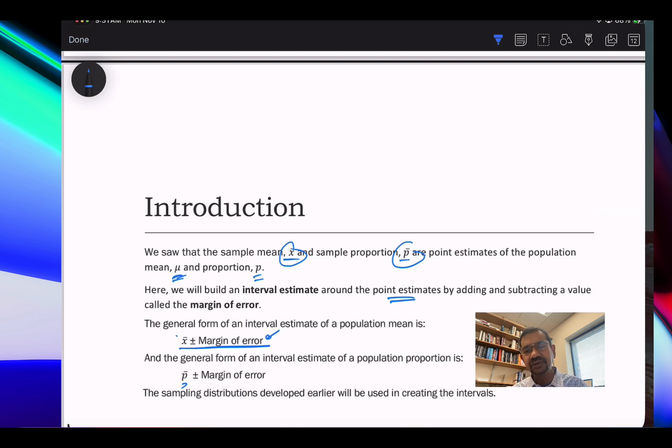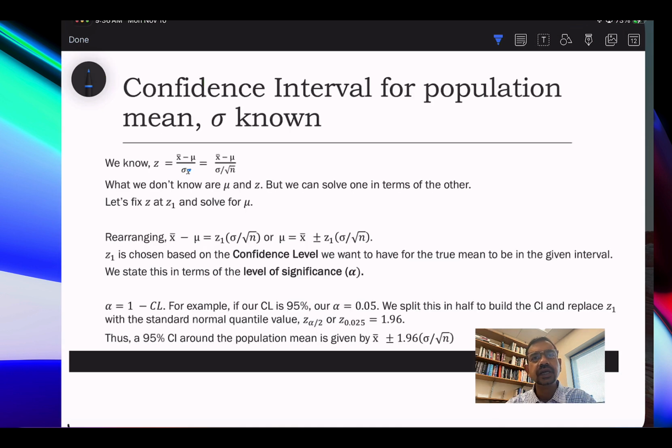And to do this, we will make use of the sampling distributions that we've discussed earlier. Sampling distributions essentially are the expected value and the variance or standard deviation of our sample mean, as well as the expected value and variance of our sample proportion. We know from the central limit theorem that our sample mean follows a normal distribution. Because it follows a normal distribution, we can convert our sample mean to its z-score.